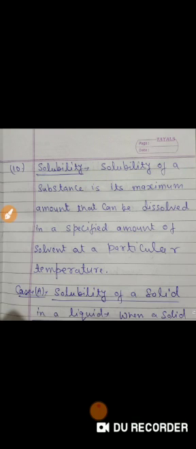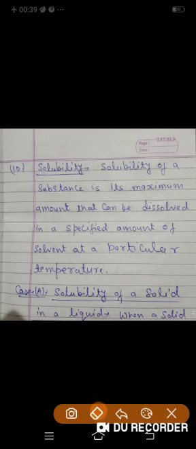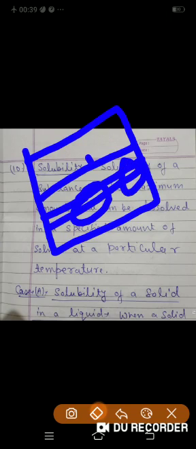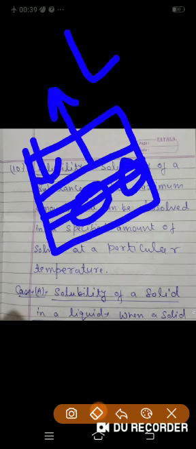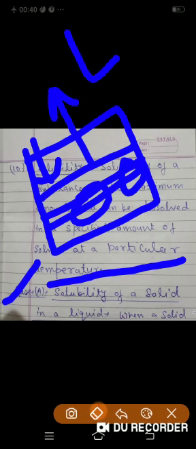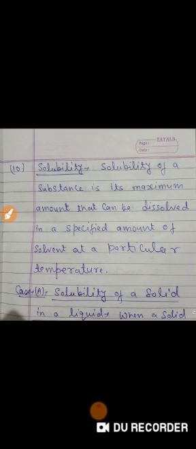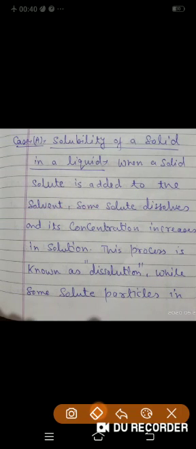So there are different types of solubility. In A, I will take a solid like NaCl or glucose dissolving in a liquid. In B, I will dissolve a gas instead of a solid. So first focus on case A, where I am taking the solubility of a solid. Okay students, so I am going to explain one more time: solubility of a solid in a liquid.